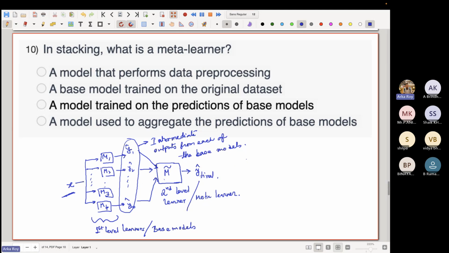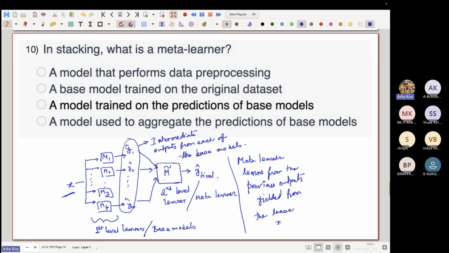So therefore, we can see that the meta learner learns from the previous outputs yielded from the base models. This is the observation that we can make, that this meta learner M tilde learns from the previous outputs generated from each of these individual parallel models. And then it tries to learn from these data to get the final prediction.